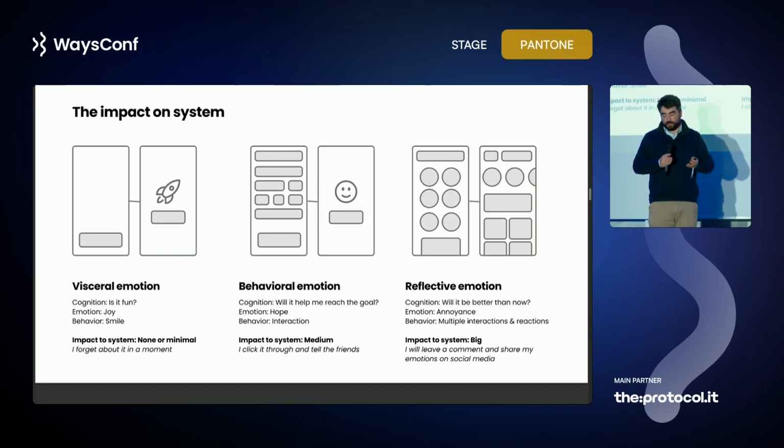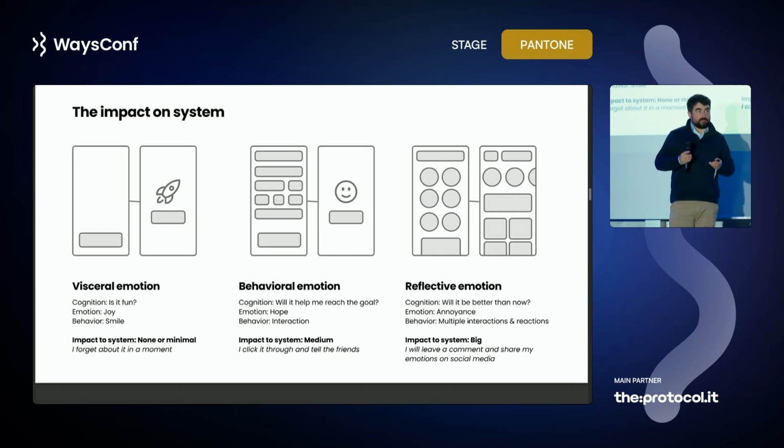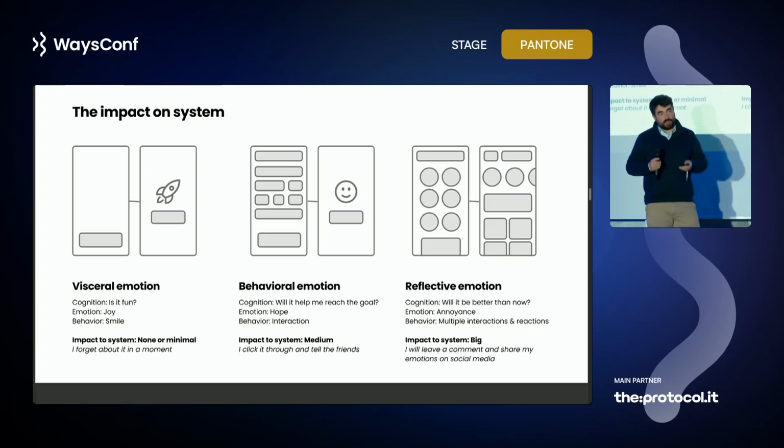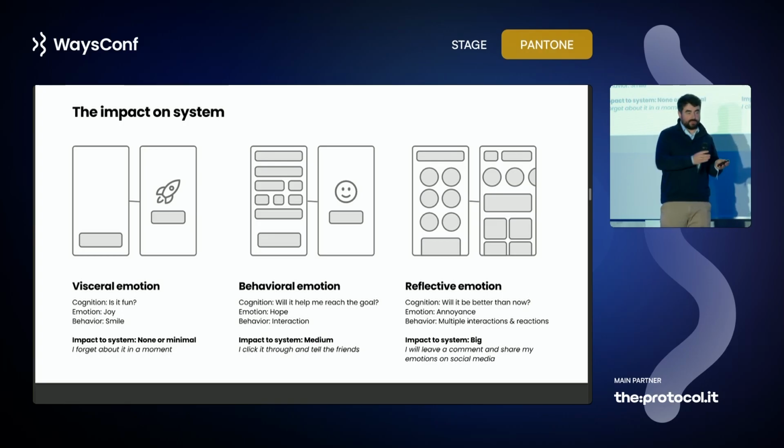Annoyance may cause a complicated behavior of multi-interactions and reactions. And the impact to the system is big because on a reflective level, I want to share my emotions widely. So I'll leave a comment, and I share my emotions through social media. And if I feel someone took something really important for me, or someone made my strong relationship worse, I'm going to reflect on this, showing to the world that I'm not satisfied with what has changed. Or the opposite: if someone made it better, this is less common. We share more negative emotions than positive, but still this is the implication to the system.